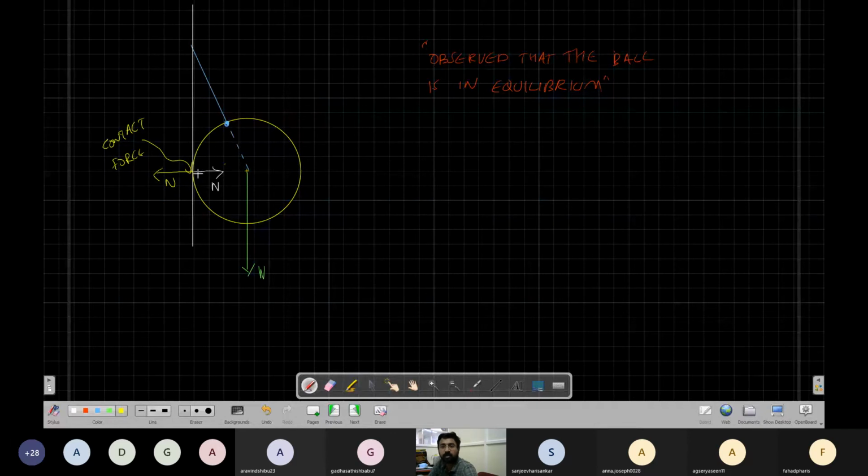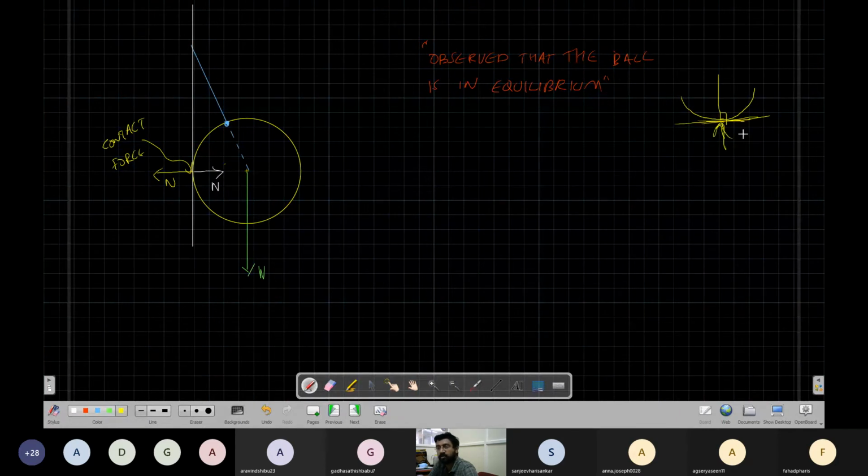Okay, so this is always perpendicular to the point. So if we have a point of contact, let's say this is a point of contact, this contact force will always be perpendicular to the surface. The surface will be perpendicular. It will act as a tangent to this circle, and the tangent and the radius are perpendicular. Towards the center it will act.